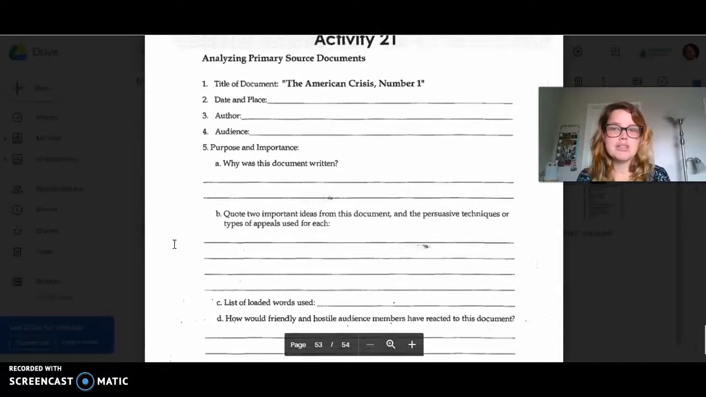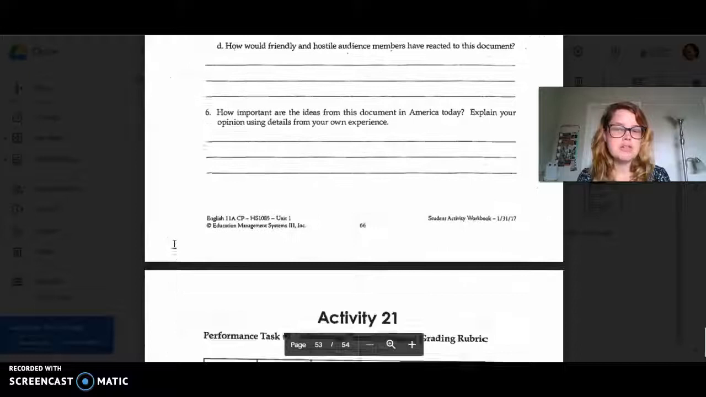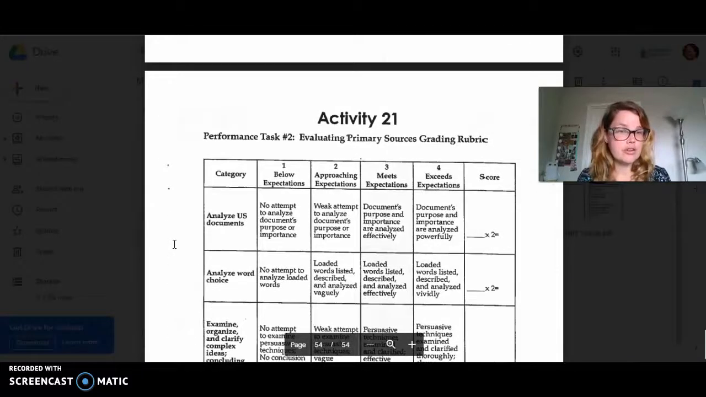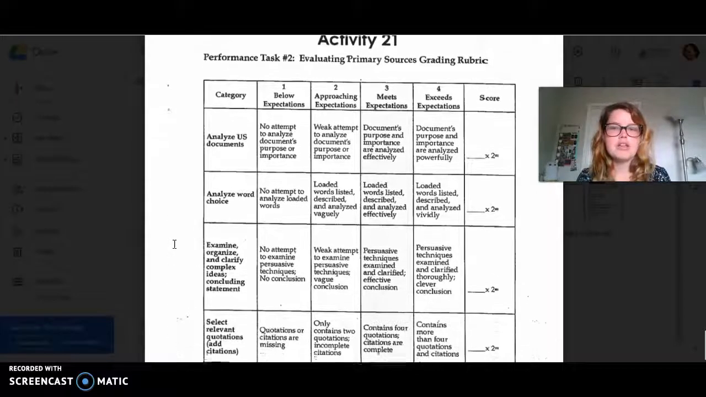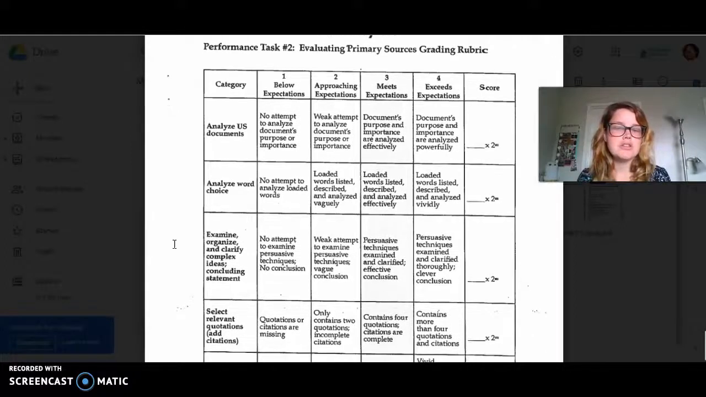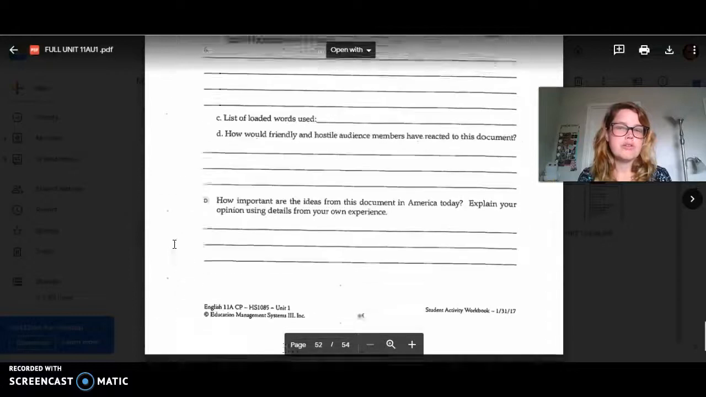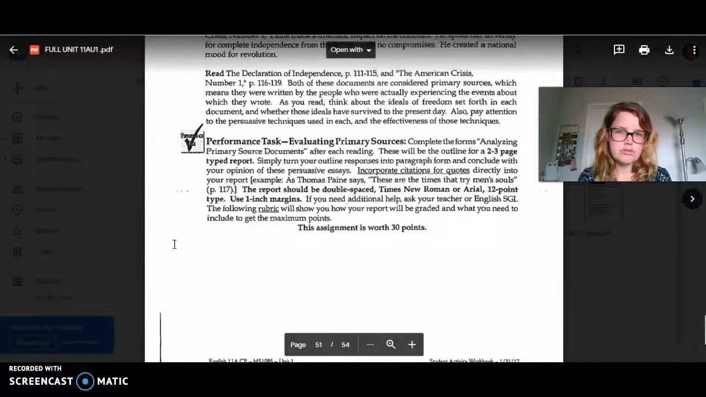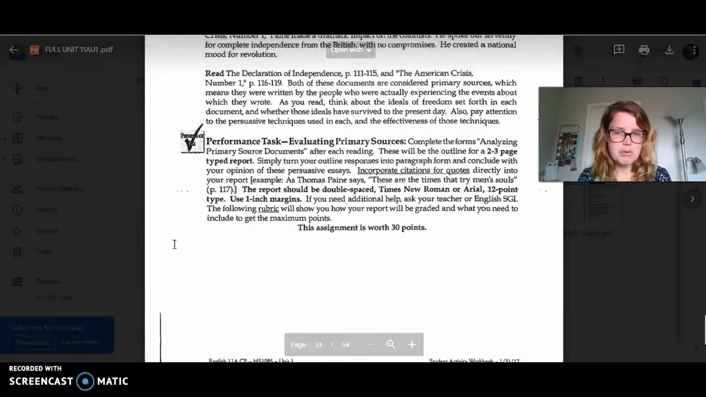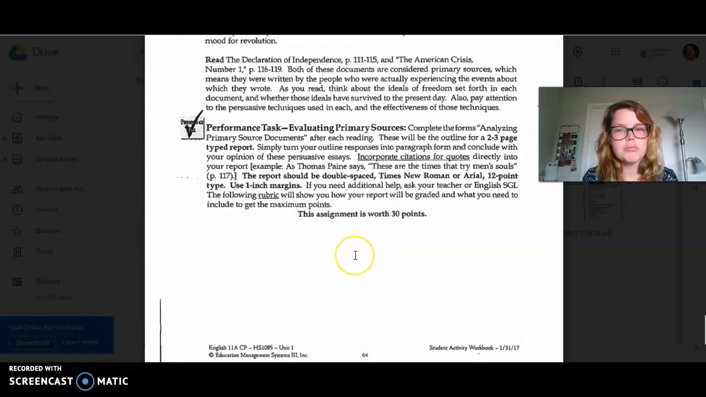The second document's here, American Crisis Number 1. It's very similar, do the same things for that different article, right? And then here's the grading rubric. This is going to be used for the 2 to 3 page paper. And this will be worth 30 points. So you want to make sure you fill out everything as much as you possibly can. Again, if there's any questions on that, let me know.